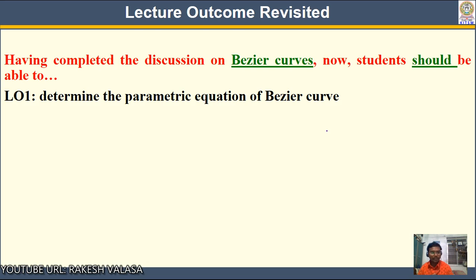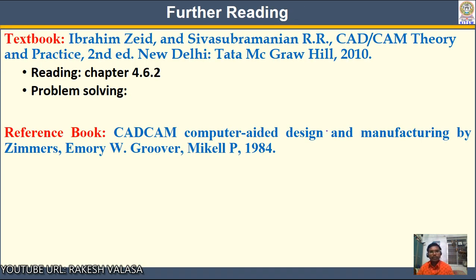This is the brief discussion about determining the parametric equation of Bezier curve. Having completed the discussion on Bezier curves, now students should be able to determine the parametric equation of Bezier curve. For more information, the students are required to read the following textbook: Ibrahim Zeid and Sivasubramanian, CAD/CAM Theory and Practice, second edition, New Delhi, Tata McGraw-Hill, 2010. The reading chapter is 4.6.2.